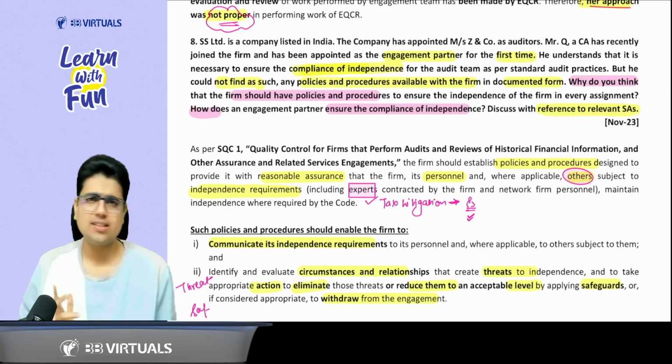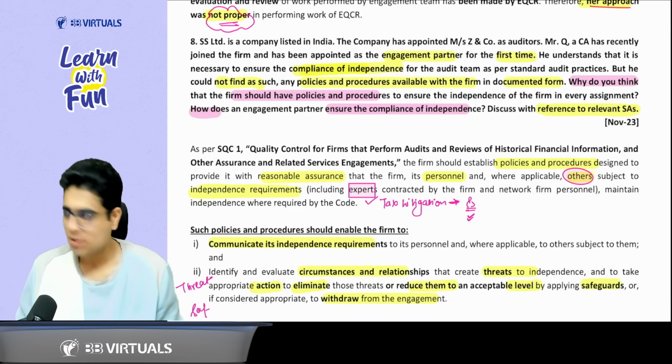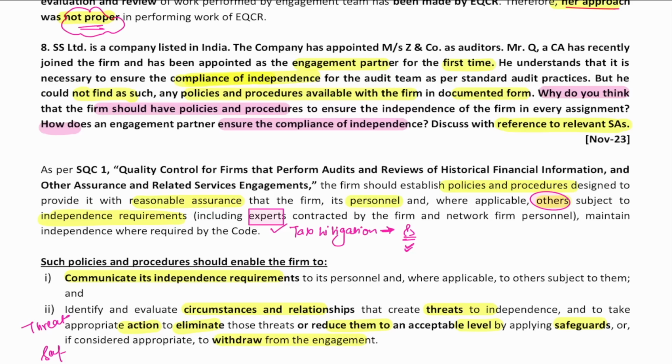By creating policies around it, and the points of policy will come. So everyone just look at the answer. It is very, very easy. So why do you think independence is important? So you will write, having policies and procedures give a reasonable assurance that the personnel and others subject to independence can maintain independence. Sir, what do you mean by others? For example, let's say you have included one expert. There was a client made tax litigation. For this, you included a tax expert. He should also be independent.